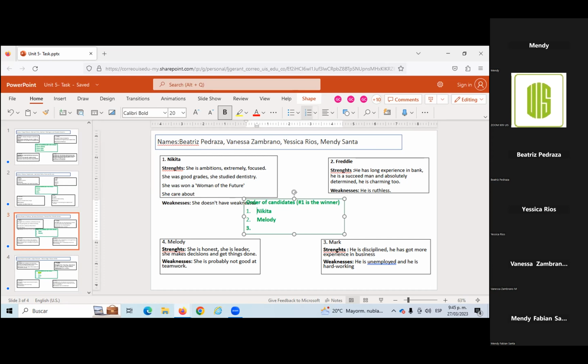Okay. The third place is between Freddie and Mark. But Mark, he's hardworking, but it isn't a weakness. It's a strength. It depends, because if you are working alone it is a weakness. But he's an employee. He can work hard alone. I don't know. Maybe.